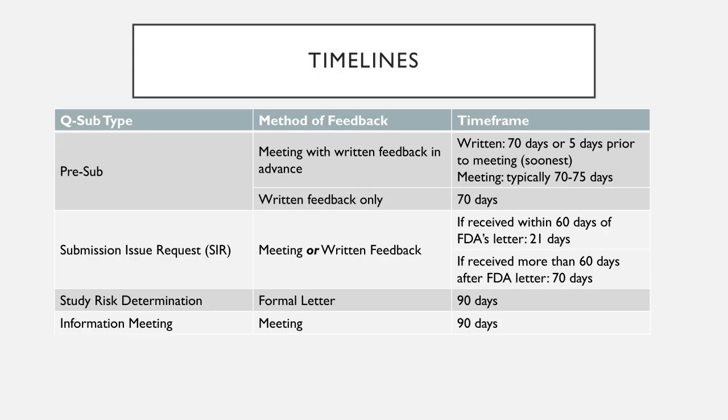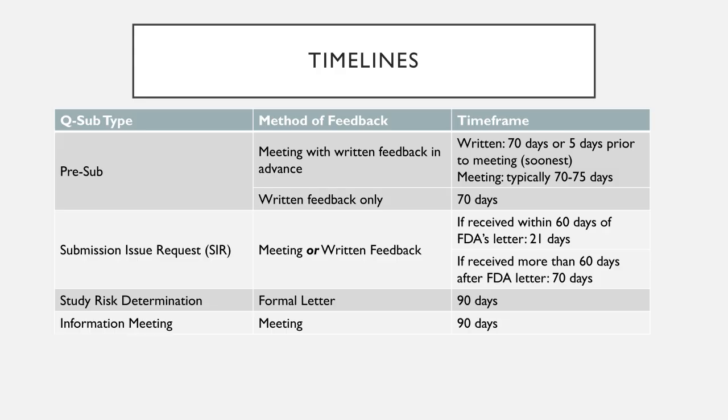There's a somewhat similar process with an SIR, or submission issue request. Because the feedback is going to take the form of either a teleconference meeting or written feedback, not both, like in the case with the pre-sub, the FDA has a timeline that's dictated by when the medical device company seeks that submission issue request. If the request is received within 60 days of receiving the approval, disapproval, or deficiency notification, then the company is going to get feedback from the FDA within 21 days of that SIR. If it's past that 60 days mark, then that gives the FDA a lot more leeway. They're going to have a maximum of 70 days to respond.